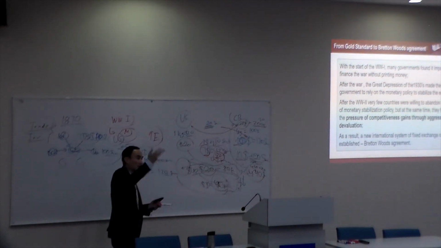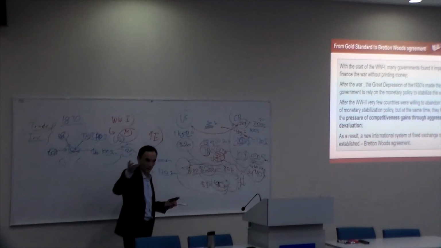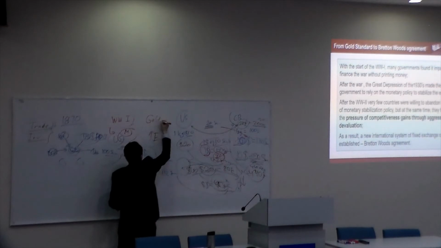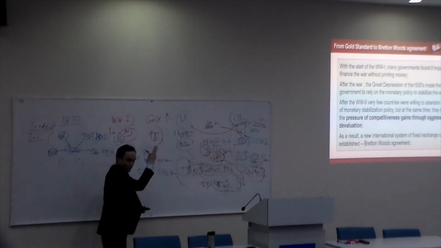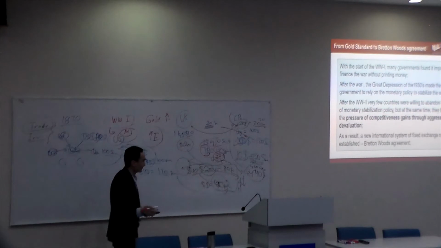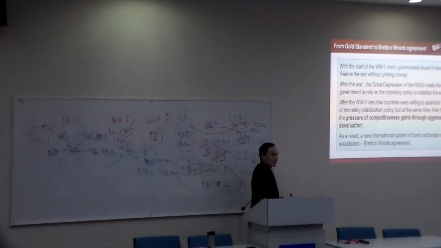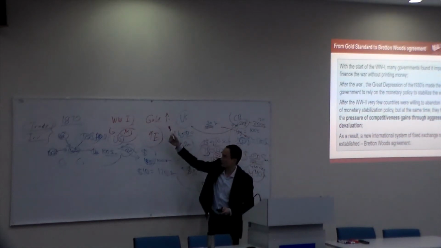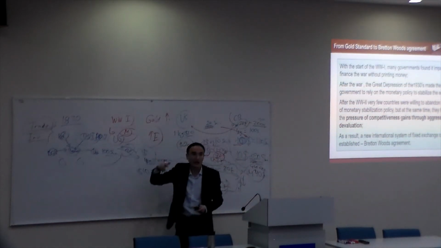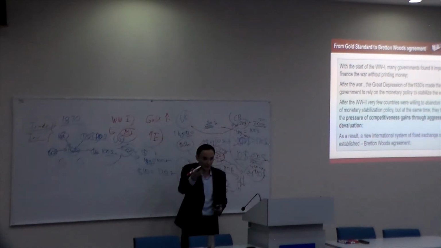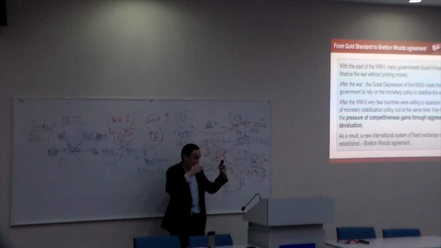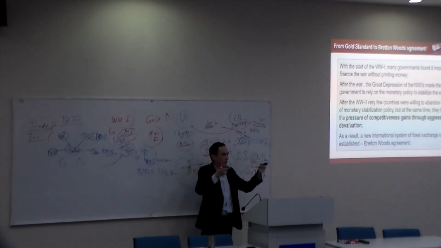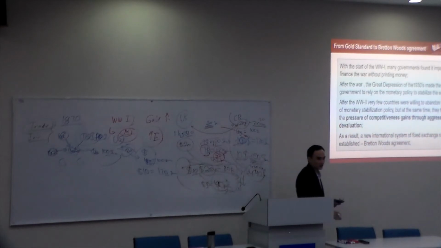Which led to high inflation in all countries. The price of gold in all countries increased because of inflation. After that, what happened? Once World War I finished, once economies of the world started slowly recovering, another problem happened: the Great Depression, right?